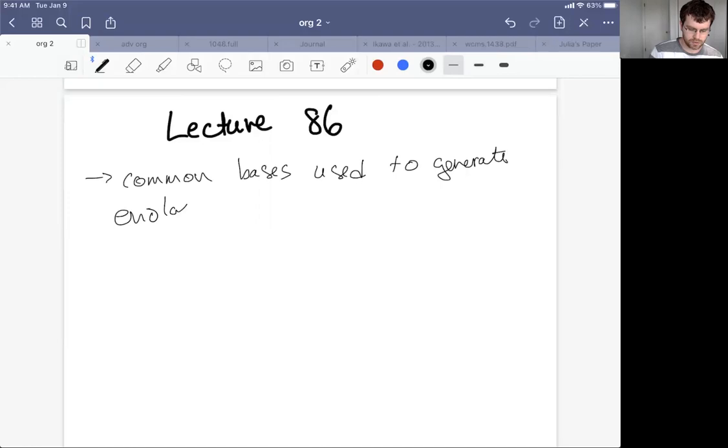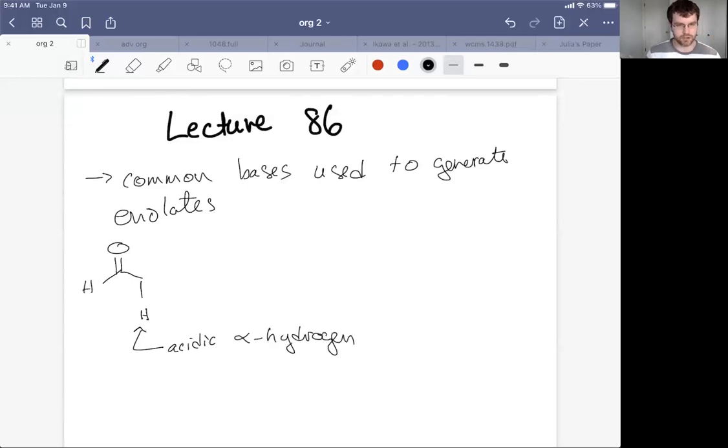Okay, so again, the goal is to take a typical carbonyl compound and look at the alpha position, which has the acidic, I'll put an aldehyde, sure, acidic alpha hydrogen, just to contrast that with the aldehyde hydrogen I've drawn on the left. Okay, so what we're going to do is treat this with some sort of base to generate an enolate.